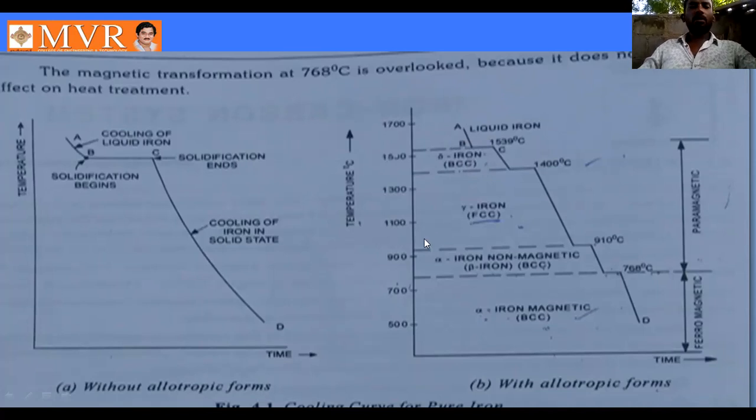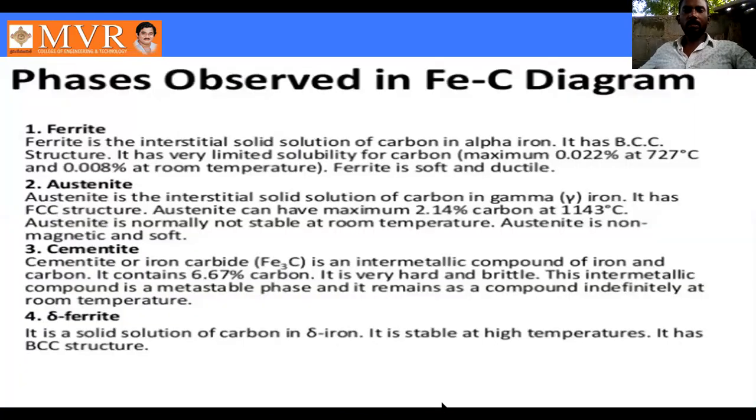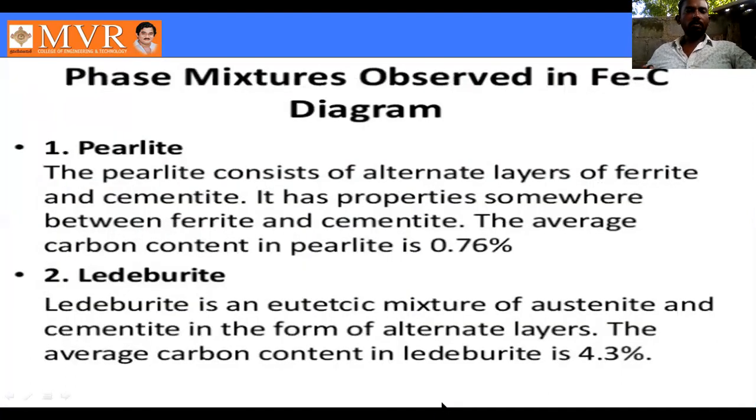That was our previous class: the cooling curve of pure iron. Next, the phases observed in the Fe-Fe3C phase diagram. From our previous class: ferrite, cementite, austenite, delta ferrite, pearlite, ledeburite.